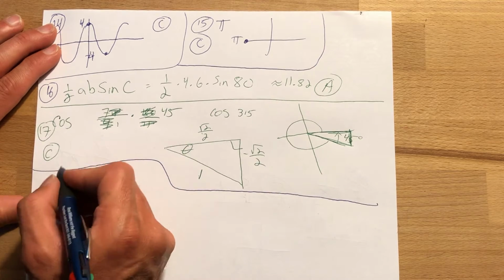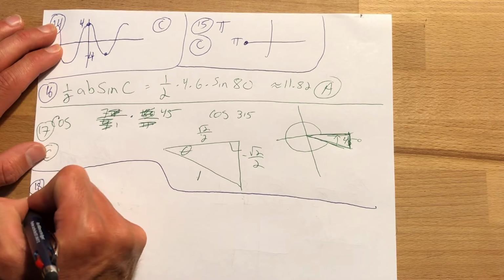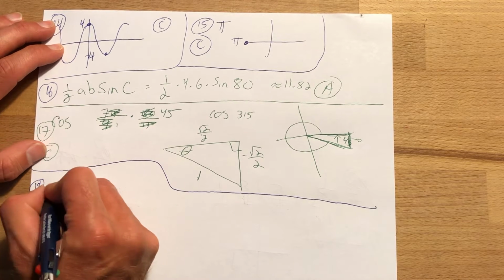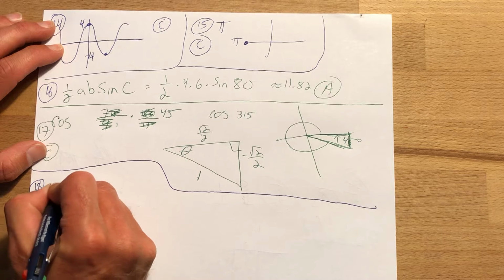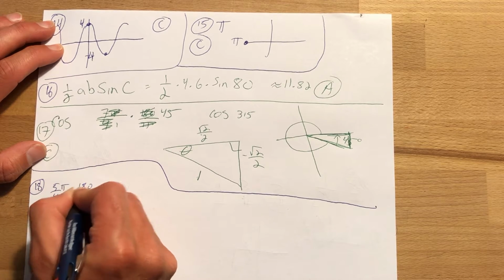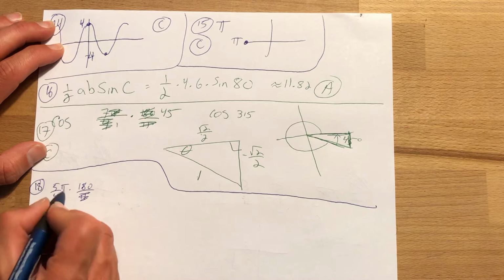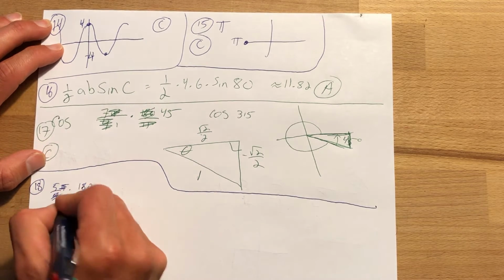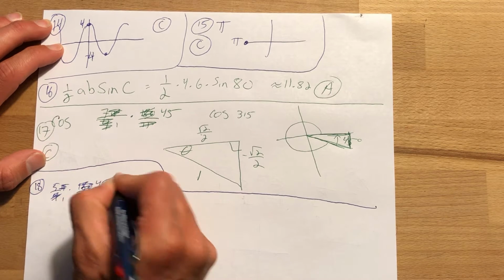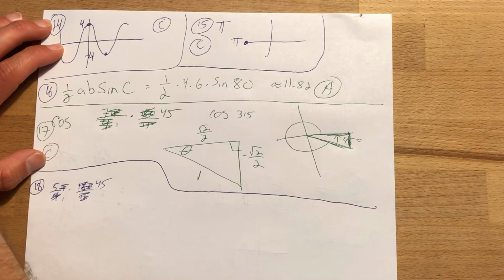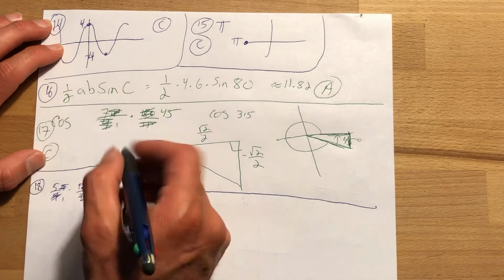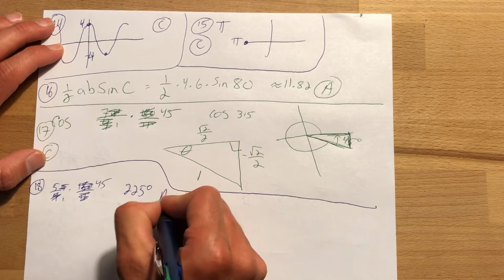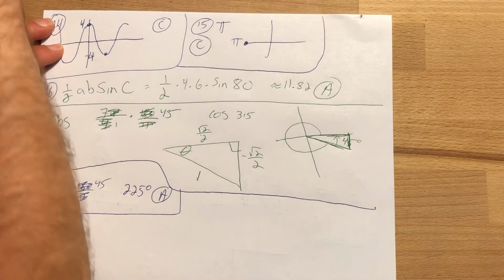All right, for number 18. What is 5 pi over 4 in degrees? 5 fourths pi times 180 over pi. The pi's cancel out. This is going to be 1, and this is going to be 45. And 45 times 5 is going to give me 225. 225 degrees, which is letter choice A for number 18.